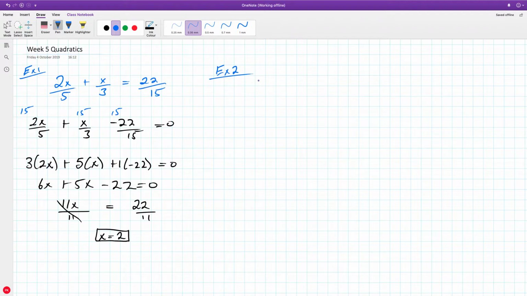Right, have a go at this one. x over 3 minus x over 5 is equal to 2/3.